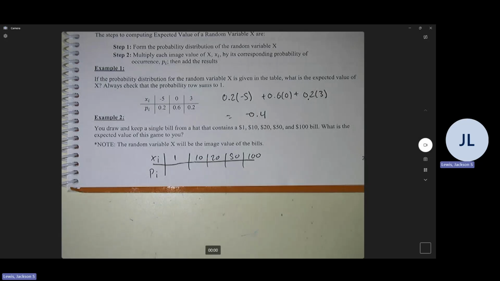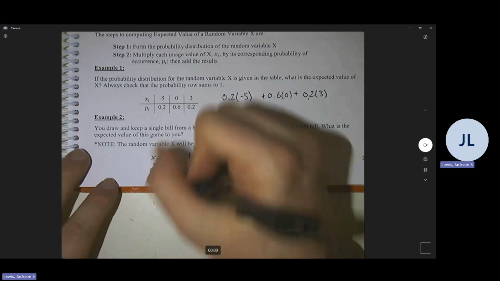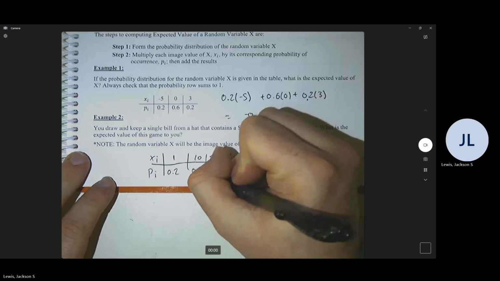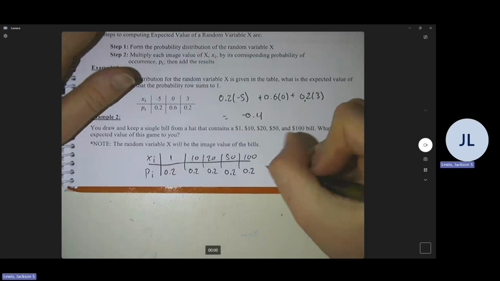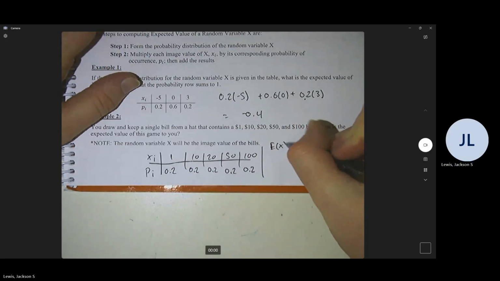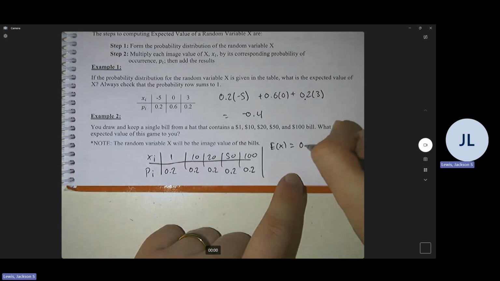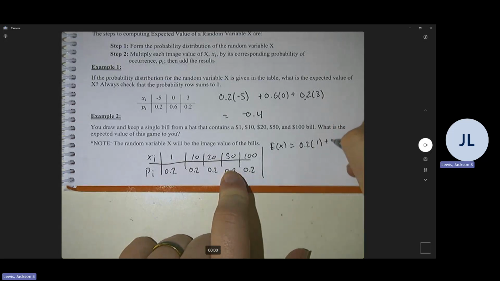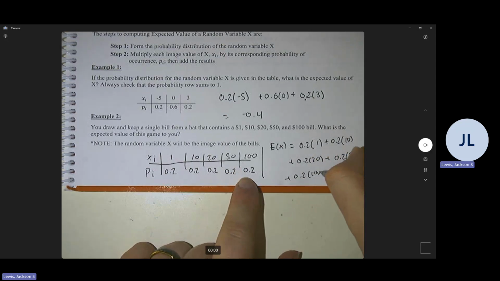If I draw it and then repeat the experiment, maybe I go to a different hat that has all those bills in it, I draw it and so on and so forth. Each of these I have an equally likely chance of drawing, so these are all 0.2. And then my expected value is going to be, I just multiply the probability by each of these. So 0.2 times 1 plus 0.2 times 10 plus 0.2 times 20 plus 0.2 times 50 plus 0.2 times 100.